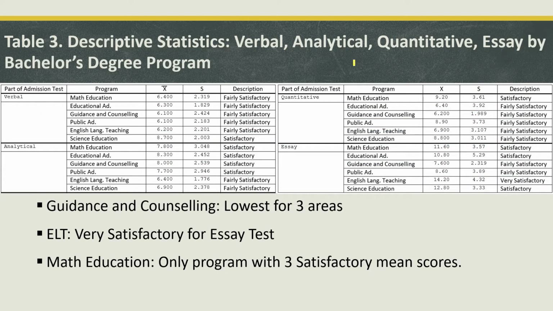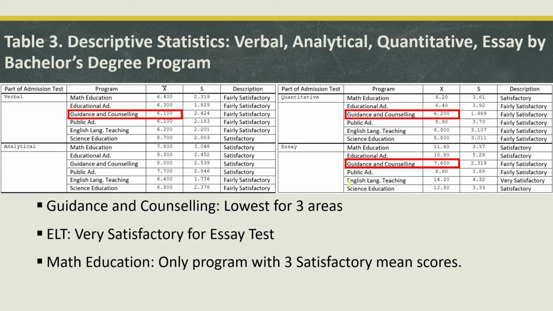Next, we have the descriptive statistics, verbal, analytical, quantitative, and essay, by bachelor's degree program. Here I have six: math, educational administration, guidance and counseling, public administration, English language teaching, and science education. This table shows their mean scores for each part of the test by program. As you can see, among all, only guidance and counseling scored the lowest for three areas.